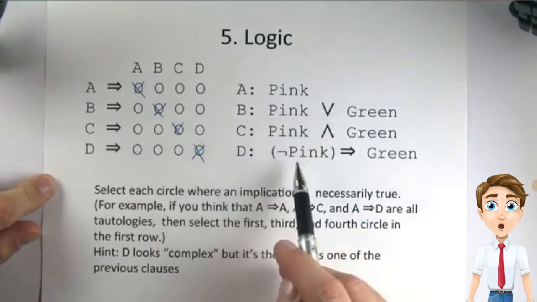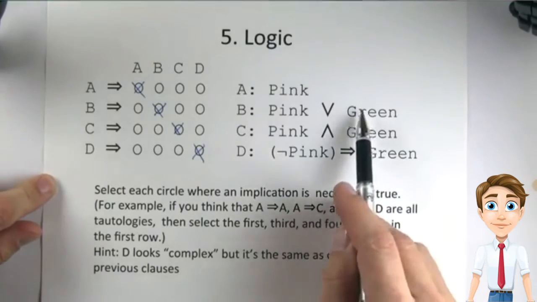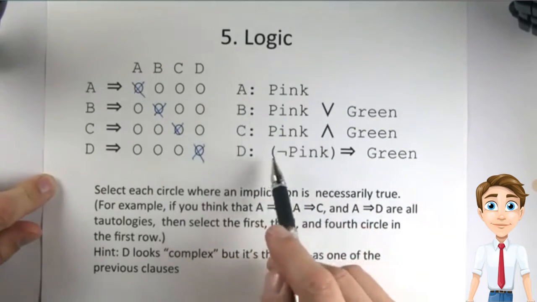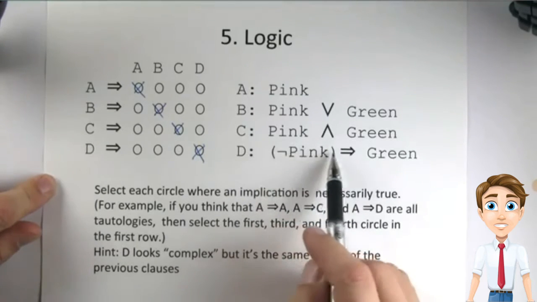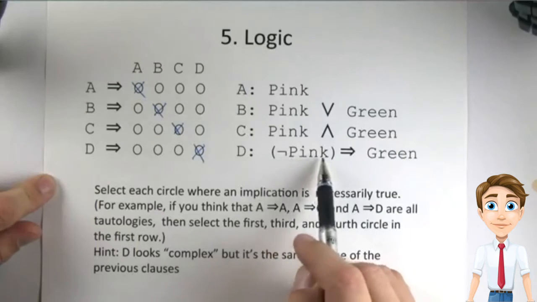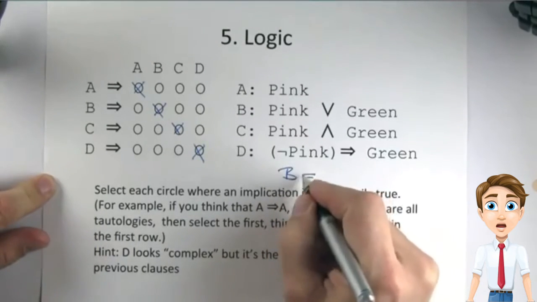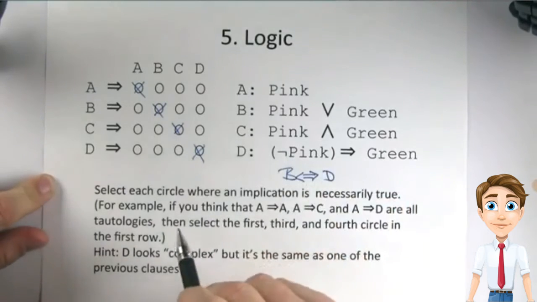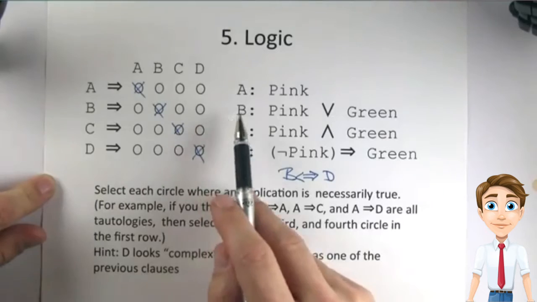If you do the truth table, you'll find that this is true either if green is true, which will be the case for B as well, or if pink is true, in which case the precondition to this implication will be false, and therefore the entire statement is true. So we can find out that B is exactly the same as D. With that in mind, we answer the question for A to C first.